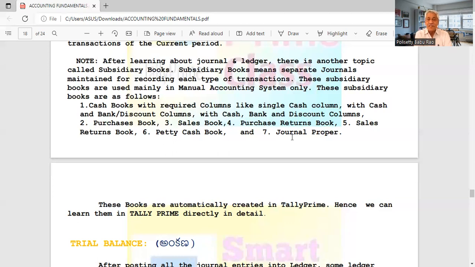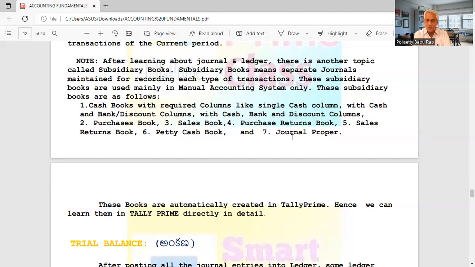So for this purpose, instead of maintaining a bank account in the ledger, they will maintain another column in the cash book. In the cash book, on the debit and credit sides, they put another column: one cash column and one bank column. So bank transactions are recorded along with cash transactions. Whenever you receive a cheque, you will not keep it. It is paid into the bank, deposited into the bank. So that is debited.